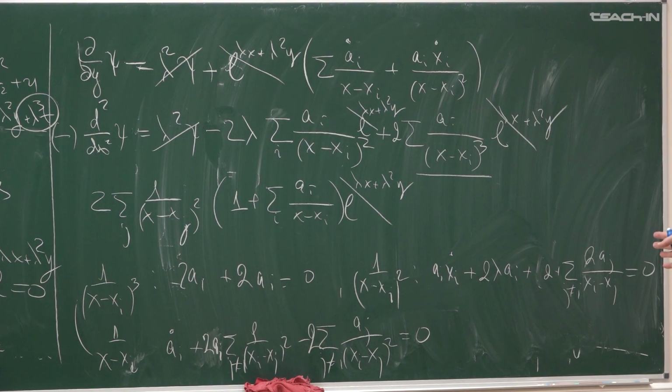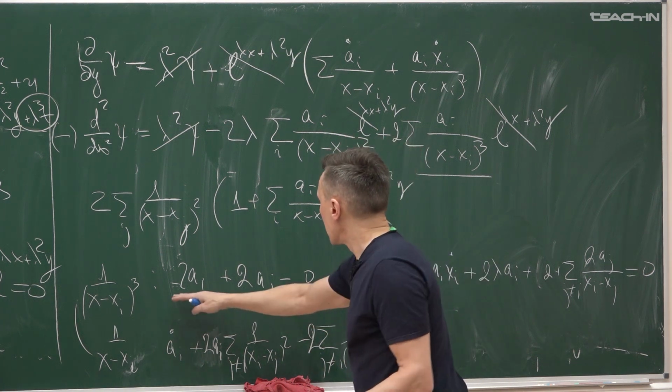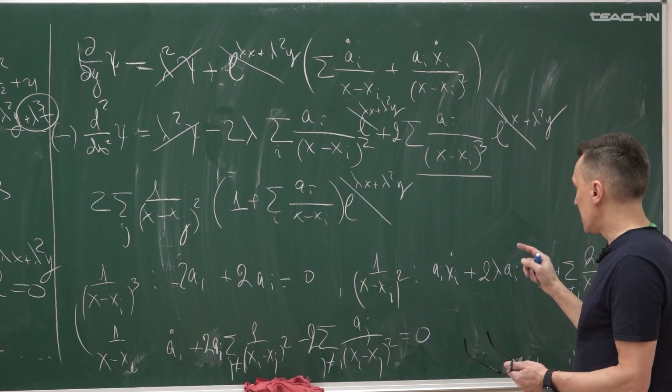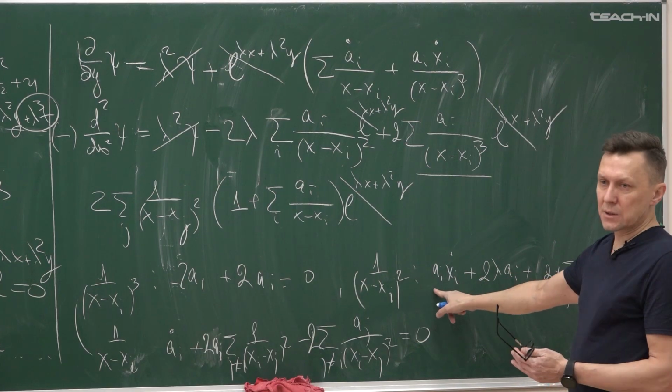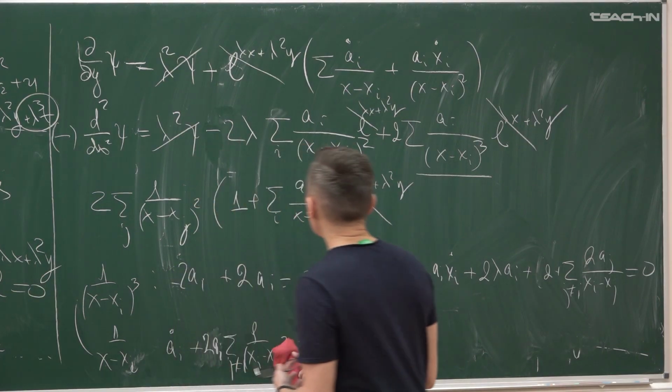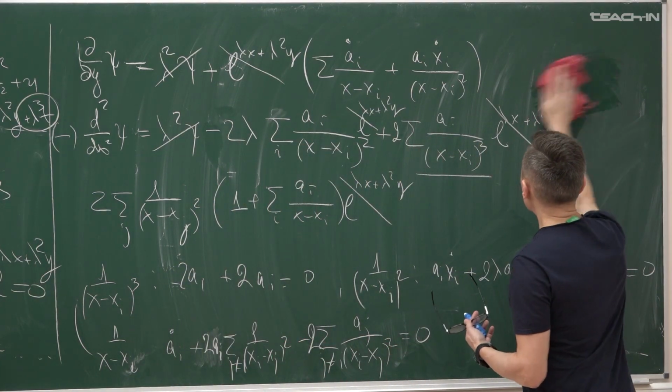Do you see the Lax representation for the Calogero-Moser system here? Not yet? So this is a trivial condition, but two such equations are equation on a vector function ai. I will write it in a more convenient form.